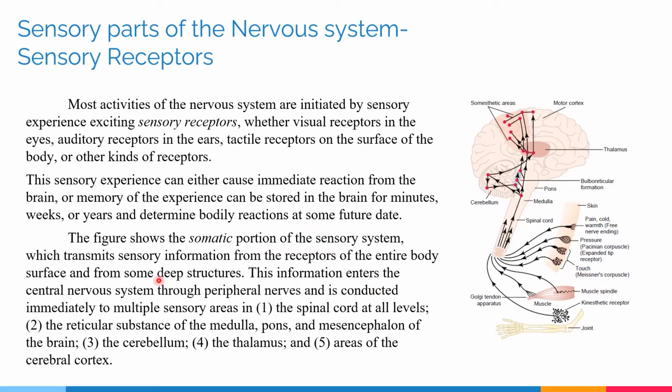This information enters the central nervous system through peripheral nerves and is conducted immediately to multiple sensory areas: first, the spinal cord at all levels, the reticular substance of the medulla, pons and mesencephalon of the brain, the cerebellum, the thalamus, and areas of the cerebral cortex.